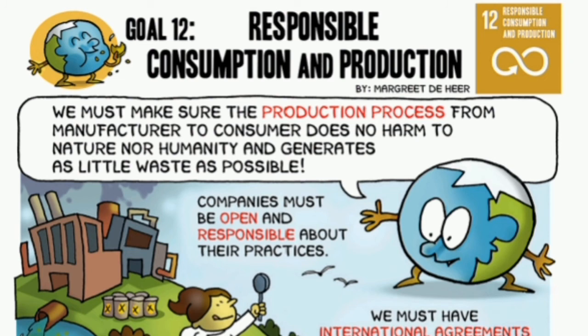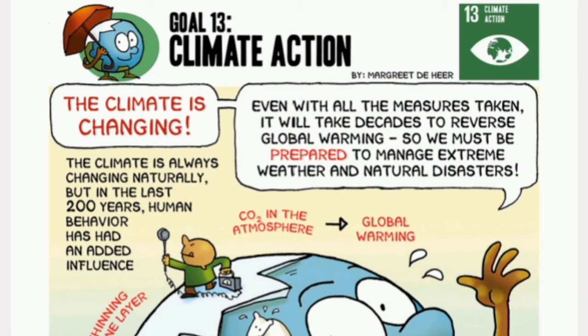12th is responsible production and consumption. We must make sure the production process from manufacturer to consumer does no harm to nature nor humanity and generates as little waste as possible. Companies must be open and responsible about their practices. By 2030, achieve the sustainable management and efficient use of natural resources.